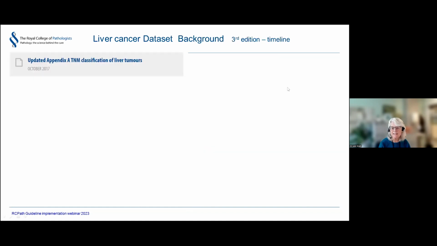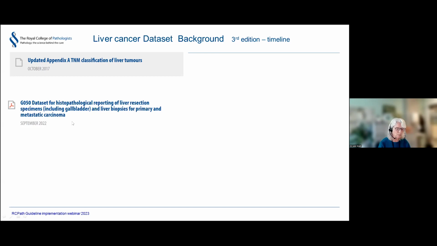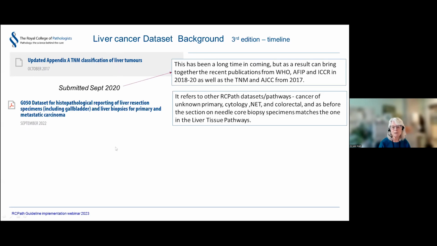Without any great detail. Now, you'll remember that the TNM8 was issued in 2017, and we were required to start using those criteria for reporting in January 2018. And the authors of datasets were encouraged to update their datasets so that we could give the details on how to apply these new criteria. We started working on that in 2017 and eventually submitted in 2020.